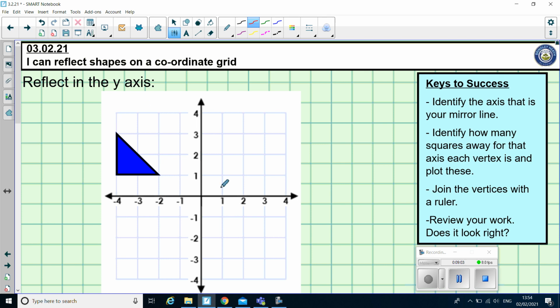Okay, so here I've got a triangle. I'm going to reflect it again. I'm reflecting it in that y-axis. So I'm imagining that that triangle is reflected in this mirror line here, which is my y-axis. Okay. If you're going to have a go at this at home, if you'd like to pause the video, okay, and come back and I will talk through how I would do this question.